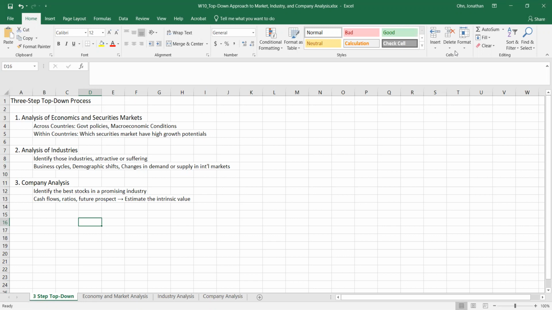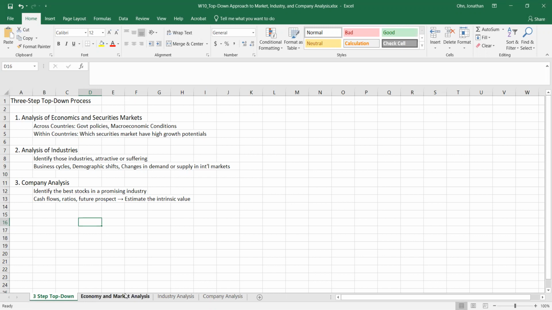Okay, and then you have to pay attention to several factors: business cycles, demographic shift or change, and the demand and supply in the international markets. Those are all significant factors in industry analysis. And then finally, you connect economic analysis, industry analysis, and company analysis. So identify the best stocks in a promising industry, based on cash flows, ratios, and future prospects. And then, of course, you have to calculate the intrinsic value and make your decision.